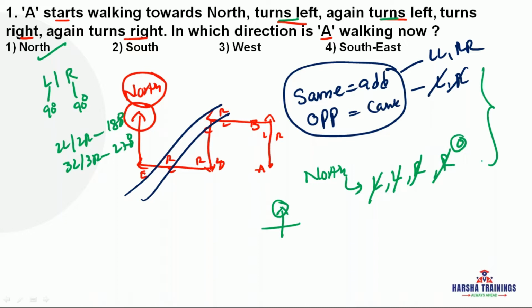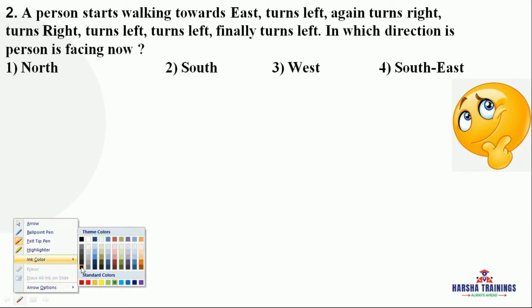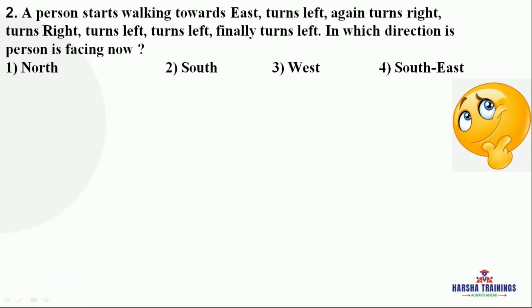Okay, yeah, and move on to the next one. So what is the answer, guys? Anyone? So which option is the right answer? I think no need for pen and paper. A person starts walking towards east, turns left, again turns right, again turns right, turns left, finally turns left. In which direction is the person facing now? What is the answer? West direction.